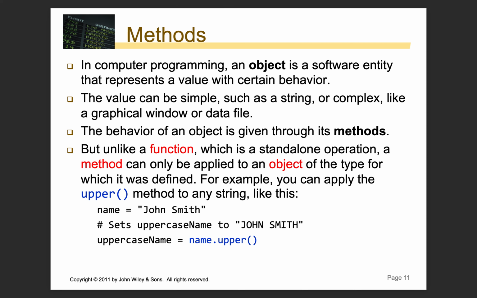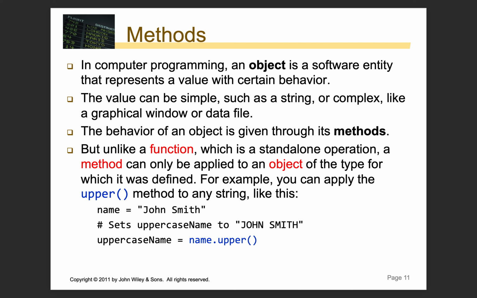Okay. So we've talked a little bit in the previous session about functions. We're now going to mention something called methods. In computer programming, an object is a software entity that represents a value with a certain behavior. The value can be simple, such as a string, or complex, like a graphical window or a data file. The behavior of an object is given through its methods. But unlike a function, which is a standalone operation, a method can only be applied to an object of the type for which it's defined.